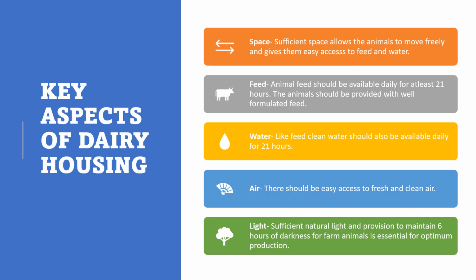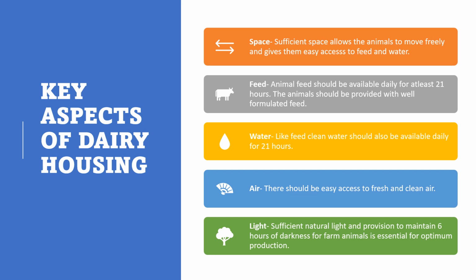When we look at the key aspects of dairy housing, there are several key aspects. The first key aspect is space. Sufficient space allows the animals to move freely and gives them easy access to feed and water. The second one is feed. Animal feed should be available daily for at least 21 hours. The animals should be provided with well formulated feed. The next aspect is water.